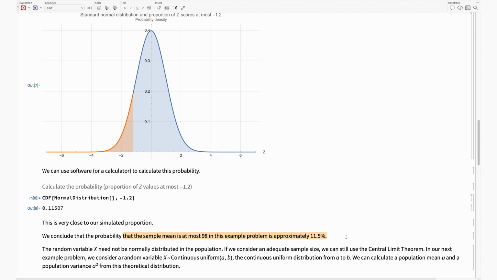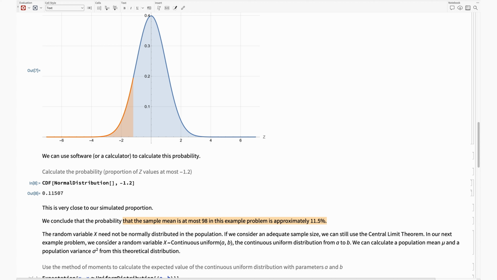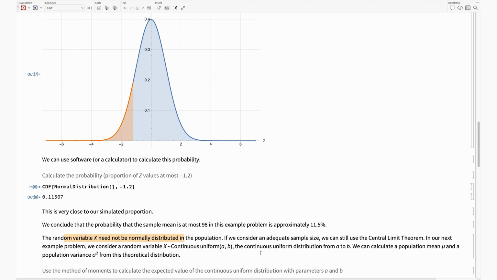Great stuff. Now I want to go to another example. I'm going to say the random variable x need not be normally distributed in the population. So now, if we consider an adequate sample size, we are just going to have this rule that we say we need at least 30 observations. Then we can invoke, or call upon, the central limit theorem.